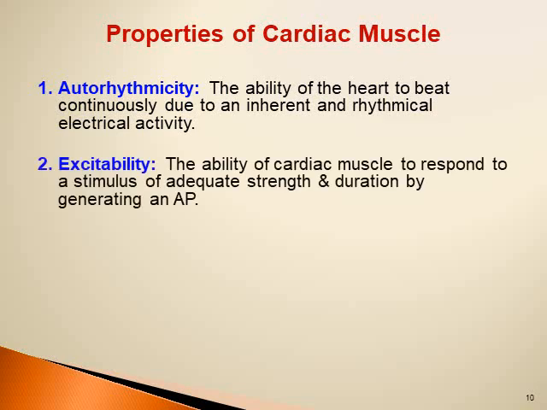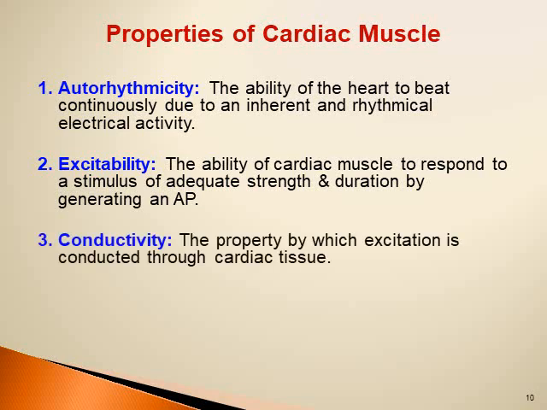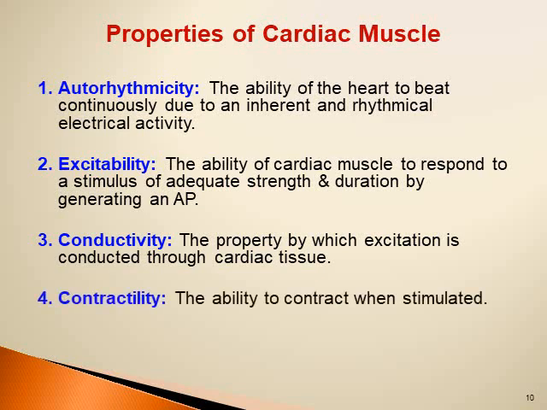Number two, excitability is the ability of the cardiac muscle to respond to a stimulus of adequate strength and duration by generating an action potential. Number three, conductivity, it is the property by which excitation is conducted through the cardiac tissue, and this feature is mainly dependent on the gap junction that is present at the intercalated disc. Number four, contractility is the ability to contract when stimulated.